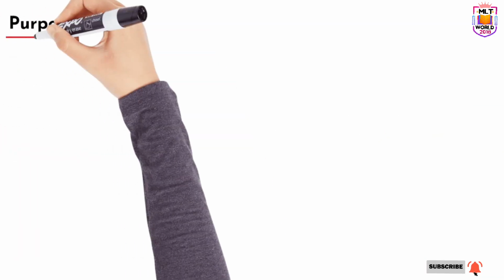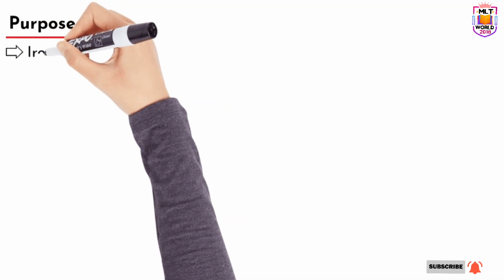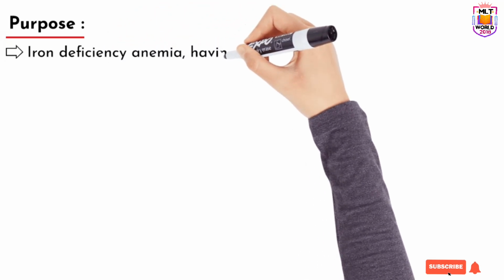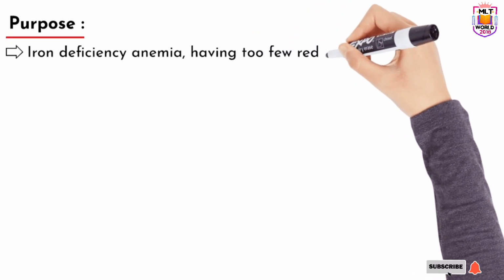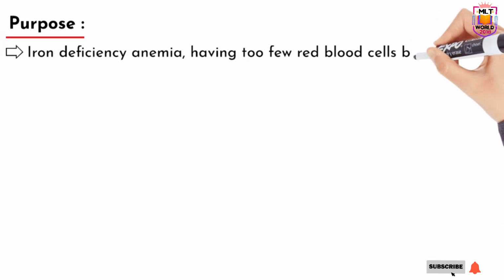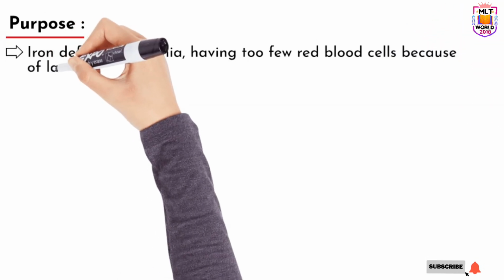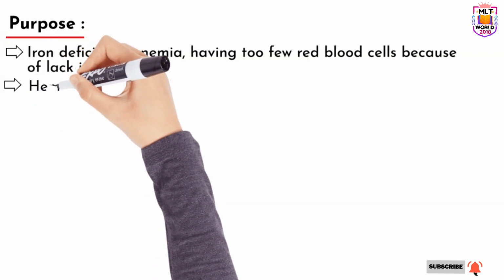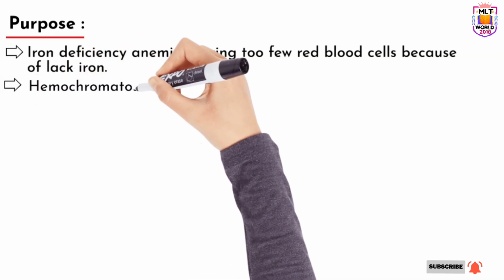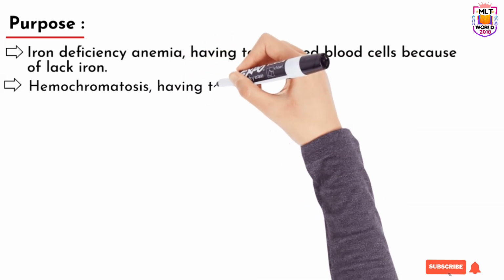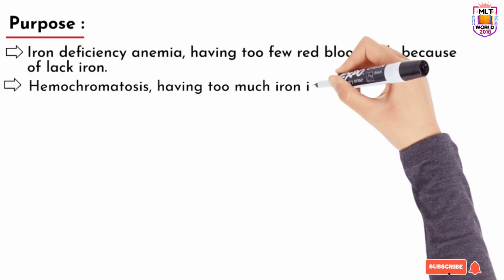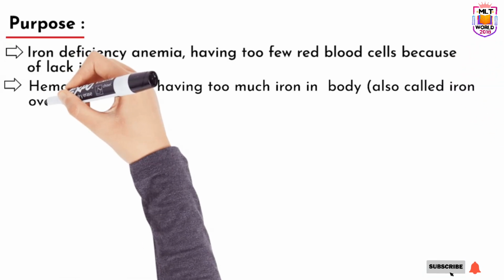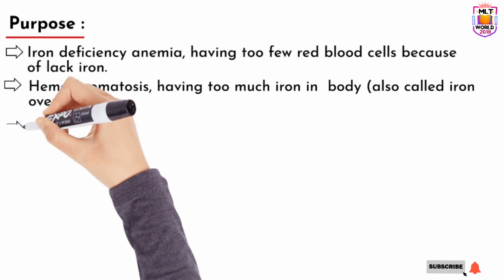So what are the purposes for which we need to check the serum ferritin level? First of all, the most common is iron deficiency anemia. To diagnose iron deficiency anemia, it's better to check the ferritin level first, to see whether there is enough iron stored in ferritin or not. We can get an idea. Next is hemochromatosis, that is like an overload of iron. If there is too much iron in the body, then we also need to check this test. This is also called iron overload.